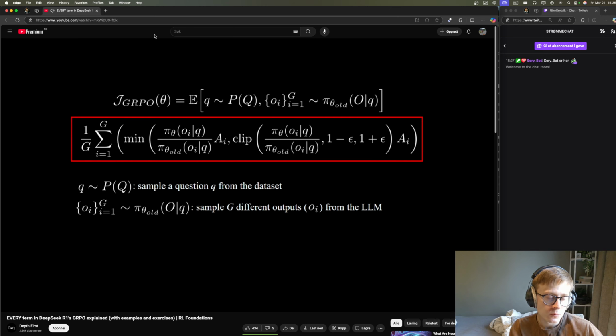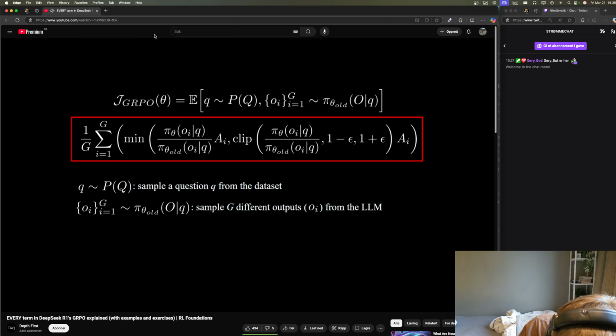It tells you, given a single sample of Q and O of I, compute this value, which sort of describes the score or reward that the language model got for that question. And given a lot more of those samples, we're going to average out all of these values or scores that you computed for each sample. And that's going to be the overall objective that we're trying to maximize.